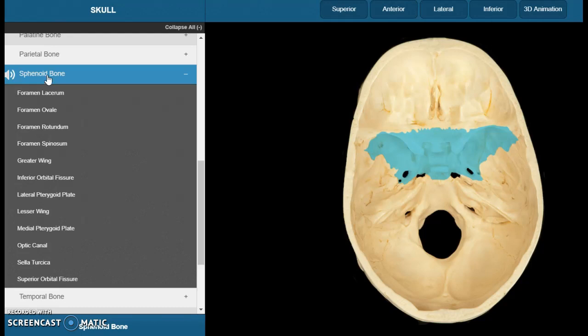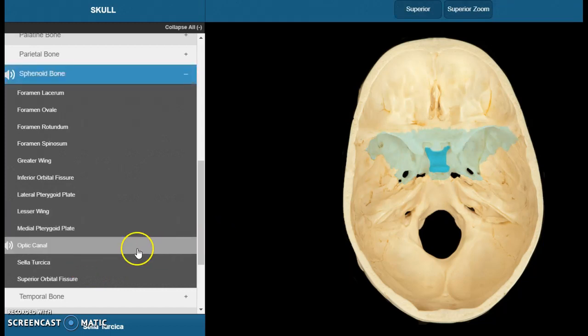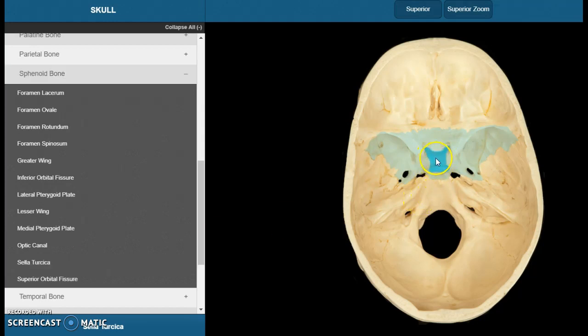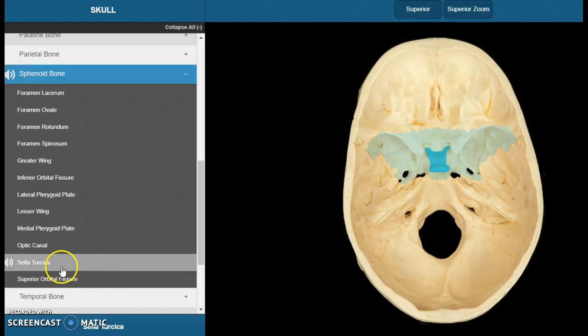So, we have a cowboy named Stephen. The sphenoid bone is named after Stephen, our cowboy. Stephen, our cowboy, sits with his girlfriend, Sella Tersica. And you can see the saddle right here. So he sits with Sella Tersica in the back.